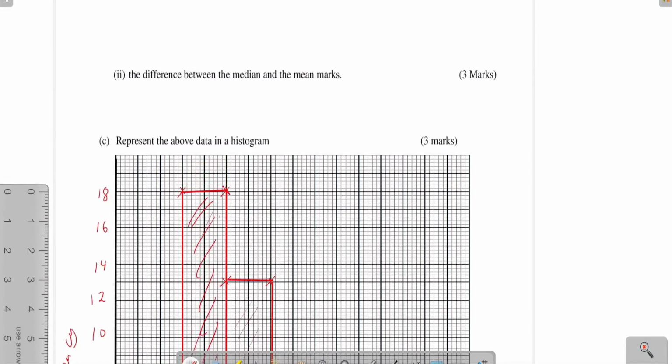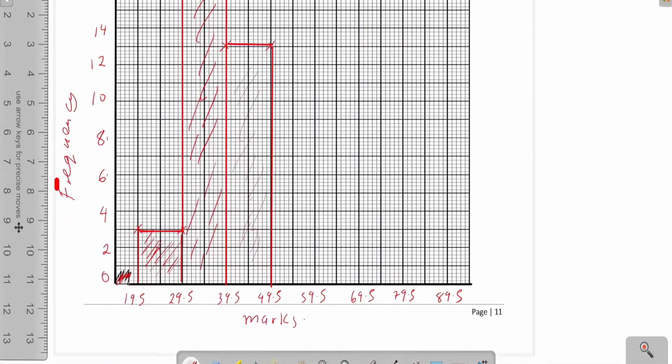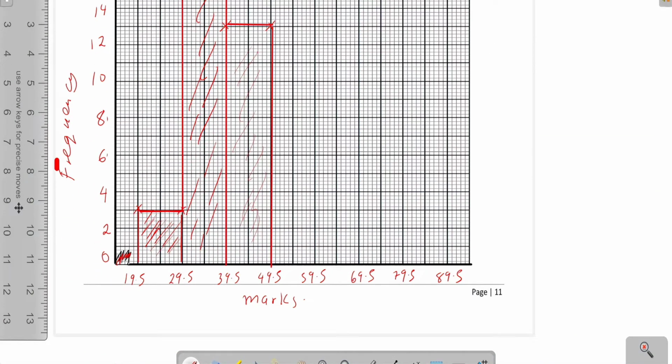49.5 to 59.5. It's 14. Okay, so it's 14. So side 4. So it's how much? It's 14, and I think I found it. So 14 is around here. Let me use another. That 14 is around here. Okay, and then use this one. So from here to here, and then up that.